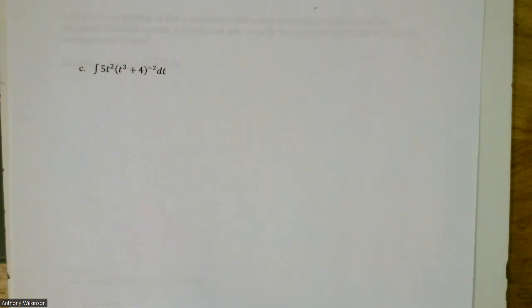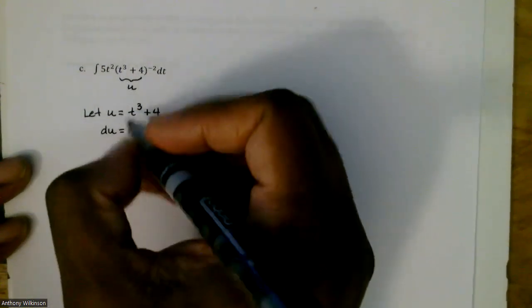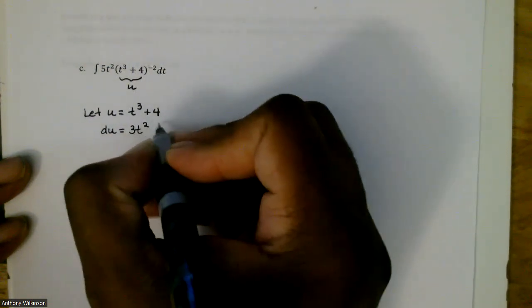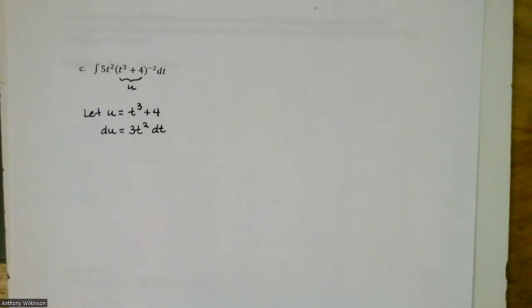All right, so now we need an appropriate u substitution here. So I'm letting that t cubed plus 4 be u. So I'm going to let u equal t cubed plus 4. Let's find the derivative of u. So that means du will be this. The derivative of t cubed would be 3t squared. The derivative of 4 is 0. So du then would be 3t squared dt.